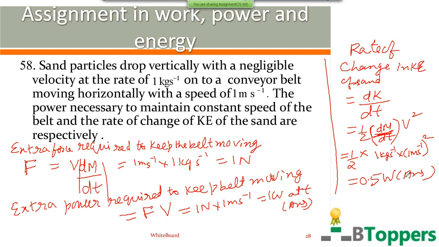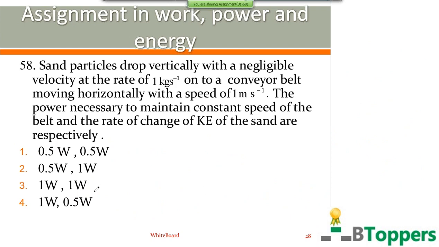That means the actual extra power used to keep the belt moving is 1 watt, out of which only 0.5 watt appears in the form of kinetic energy of sand particles. That means the other half of the power will be lost in the form of heat. So in case you want to copy the solution of this problem, you can take a pause and copy the solution. So for question number 58, second option is the answer.